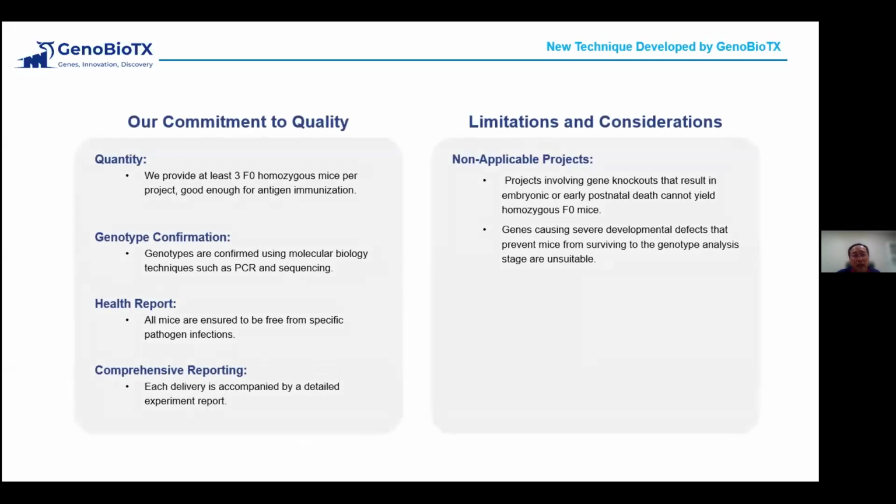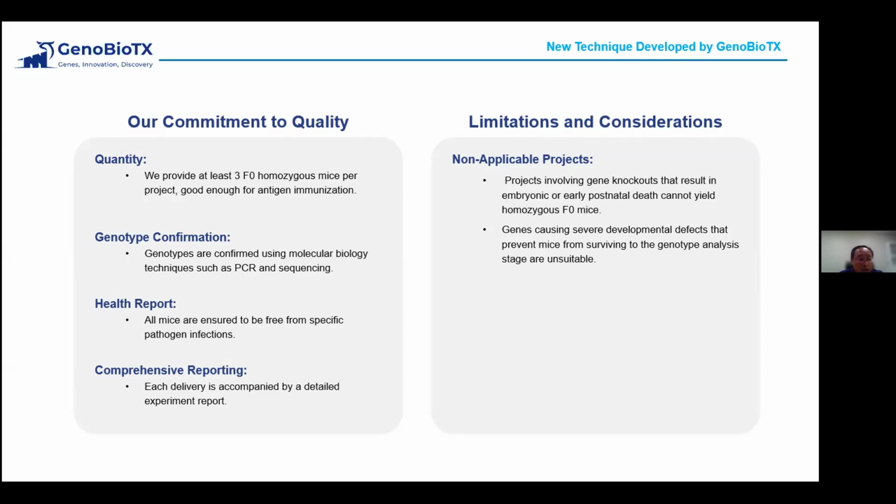So for each kind of this project, we can promise to provide at least 3 F0 homologous mice per project. This should be good enough for you to do some antigen immunization, since the antigen you are going to inject is totally a foreign antigen for this mouse model, and which can stimulate very strong antibody immunoreaction in this mouse. So you don't really need to do 5 or 6 times immunization boost. So it should be short, your immunization time.